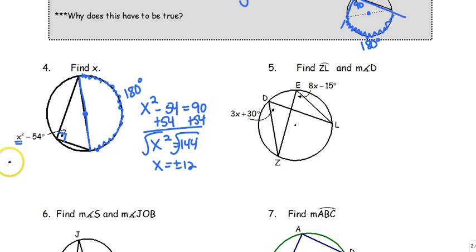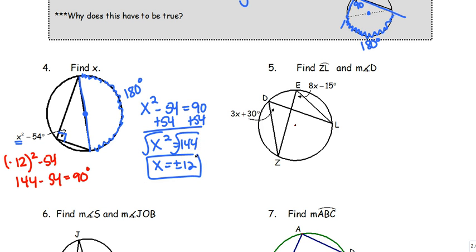So if I plug the negative 12 in there, a negative 12 squared is going to give me a positive 144 minus 54, which, yes, I'm going to get our positive answer of 90 degrees. So we actually have two possible solutions here. X is equal to a positive or negative 12.